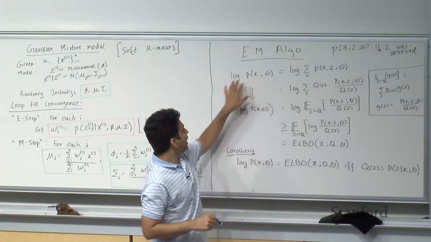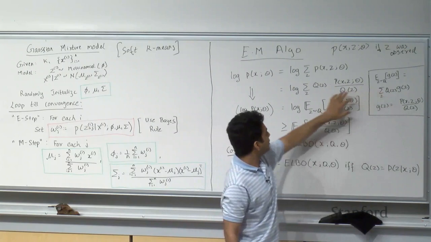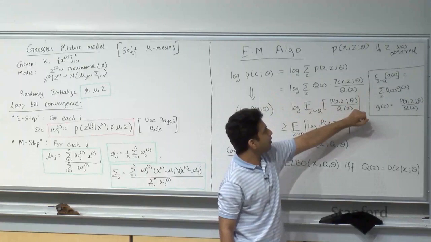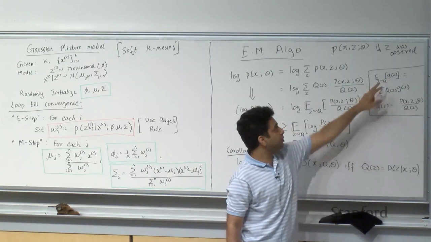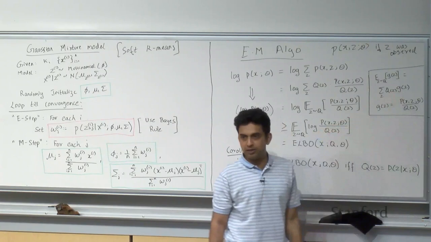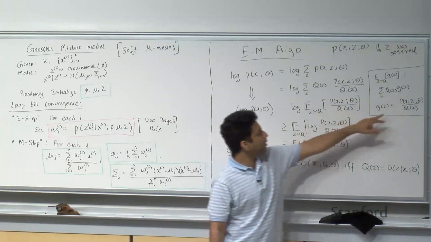And the way we come from this step to this step is described here. So the expectation of some function g of z, where z is distributed according to q, by definition is the sum over z of q of z times g of z. That's just the definition of expectation. And in this case, if we set g of z to be p of x comma z divided by q of z, you know, this becomes the g function, right?